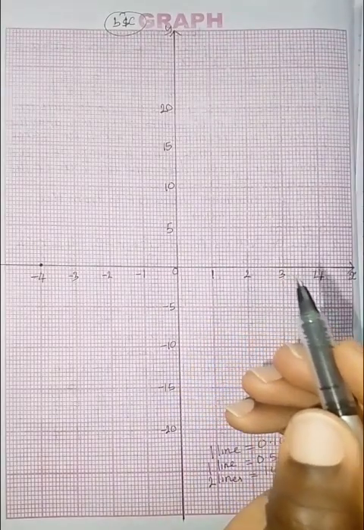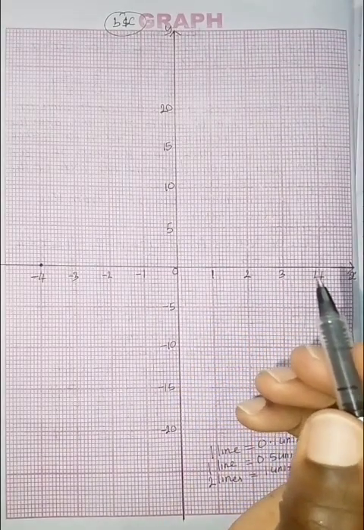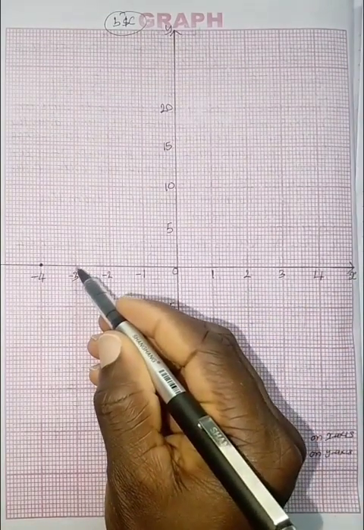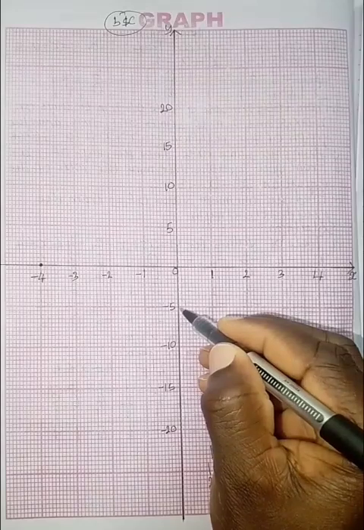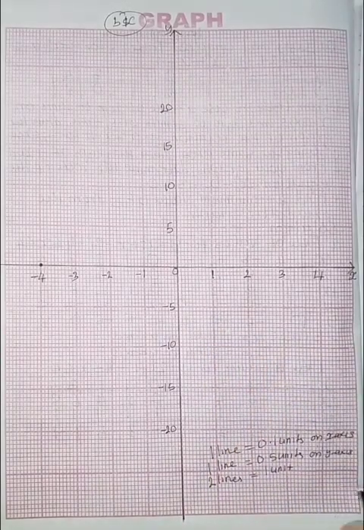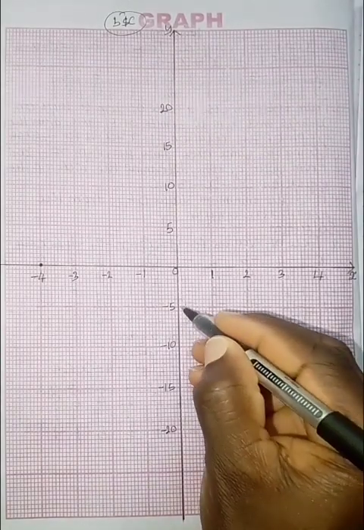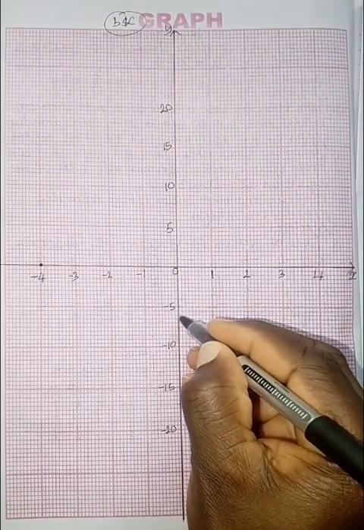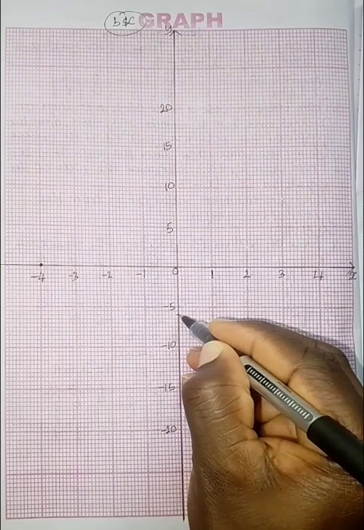When s is minus 3, y is minus 6. This is minus 3. Like we said here, 2 lines will give us 1. So this is minus 5. The next 2 lines will be minus 6.